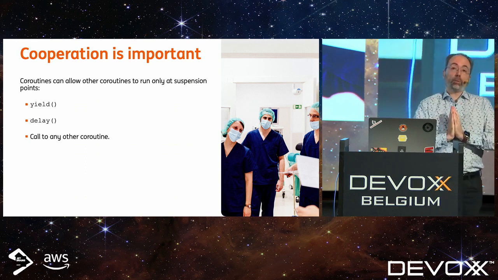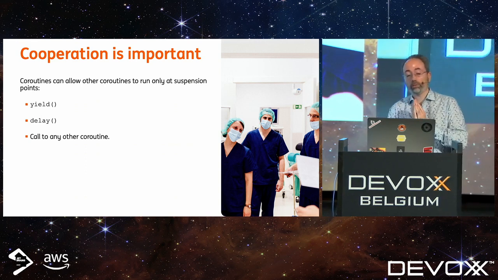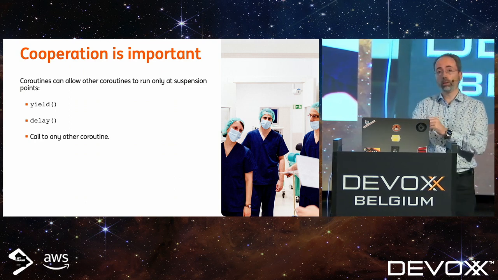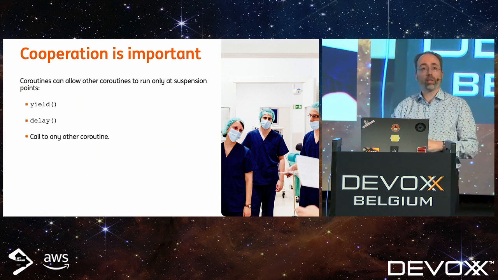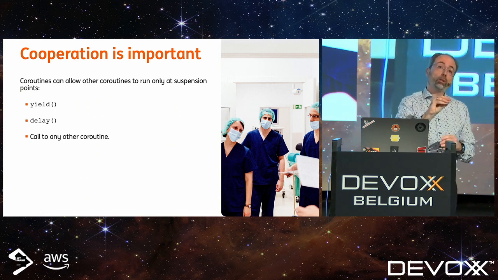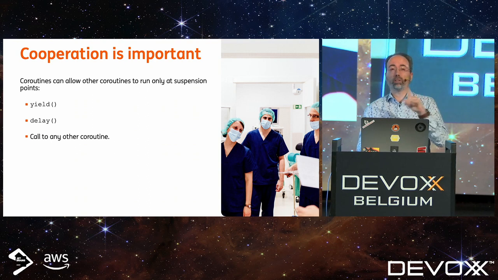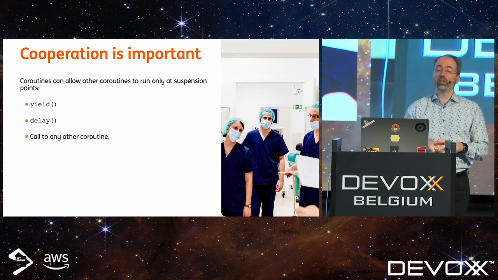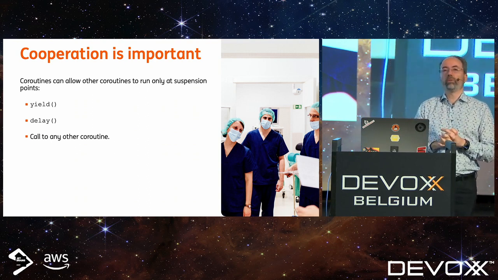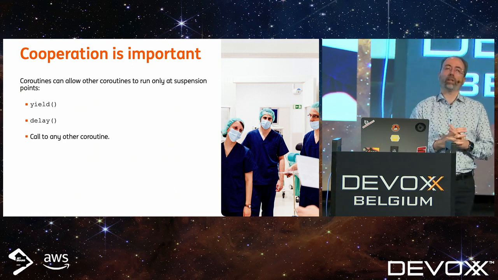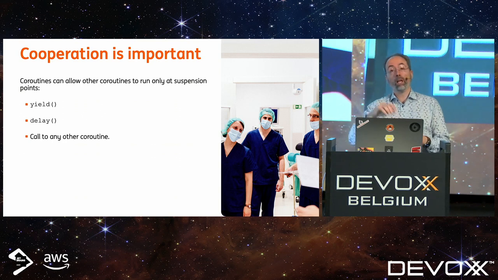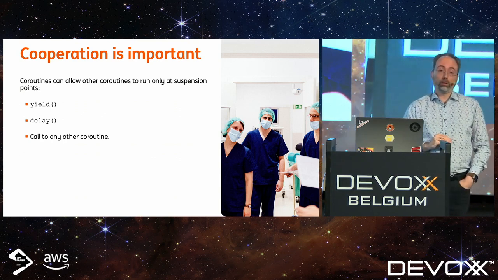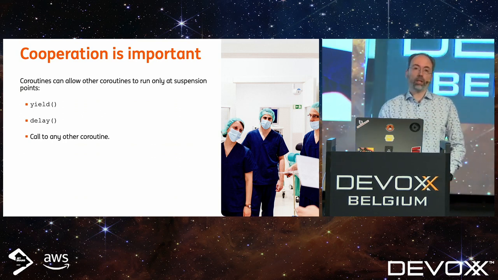And what kind of suspension points do we have? Well, we have an explicit yield call, which literally means go do something else. We have the delay call. That one puts a little bit of an extra burden on the dispatcher. It kind of wants to give control back after that amount of time. Or a call to any other coroutine. That is also a suspension point.